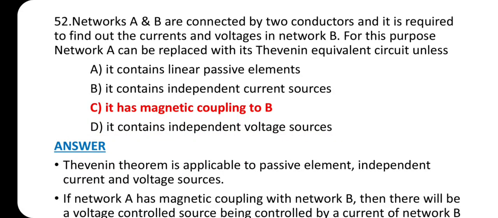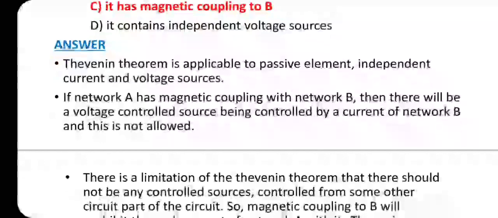Thevenin theorem, also known as Helmholtz-Thevenin theorem, states that any linear circuit containing only voltage sources, current sources and resistances can be replaced by an equivalent combination of a voltage VTH in series with a single resistance RTH connected across the load. The simplified circuit is known as the Thevenin equivalent circuit. Thevenin theorem is applicable to passive elements, independent current and voltage sources.